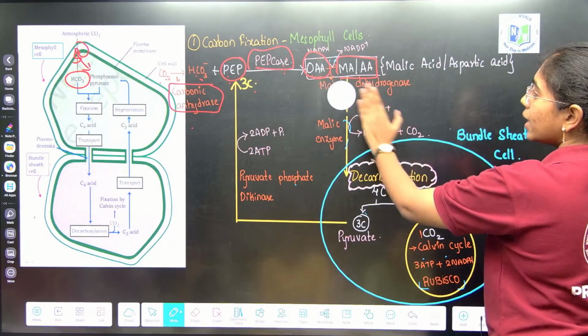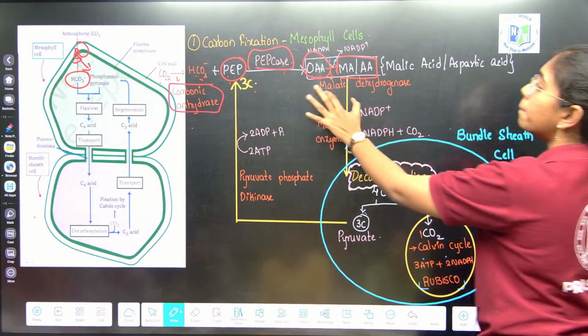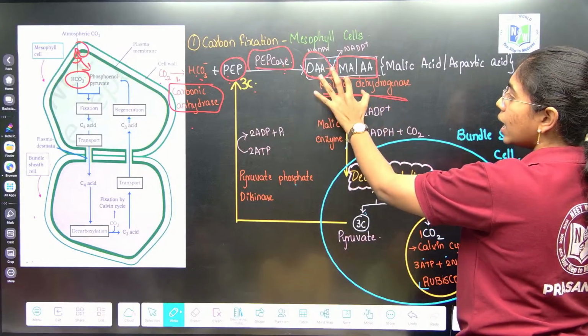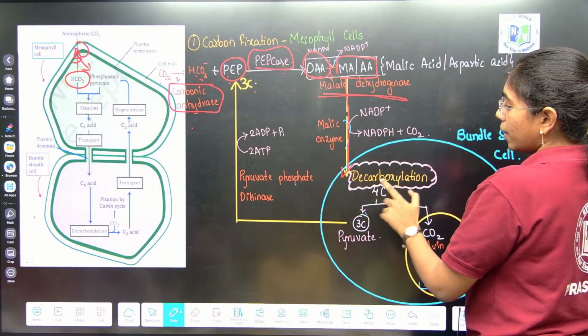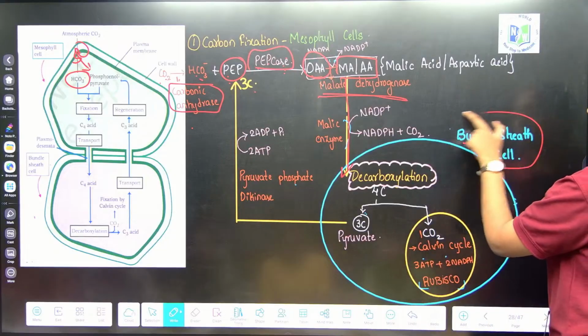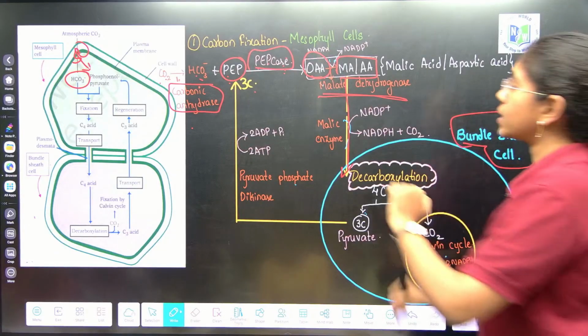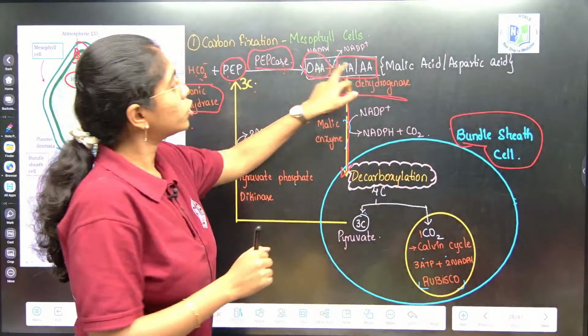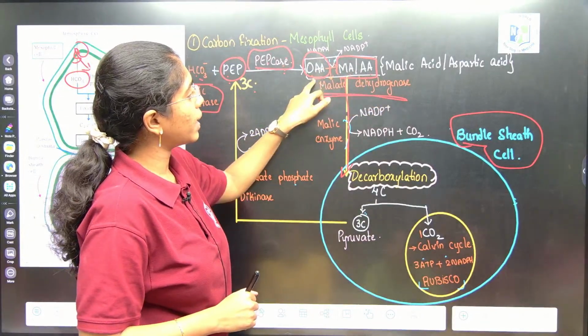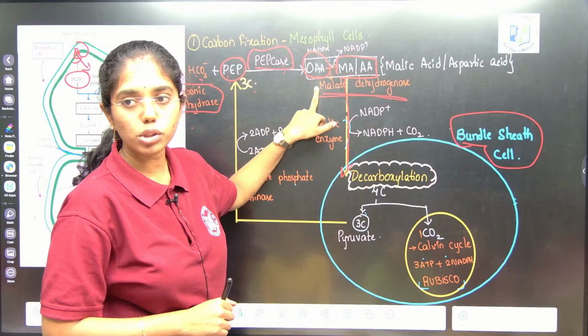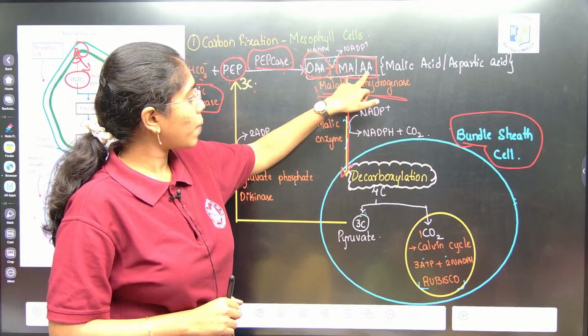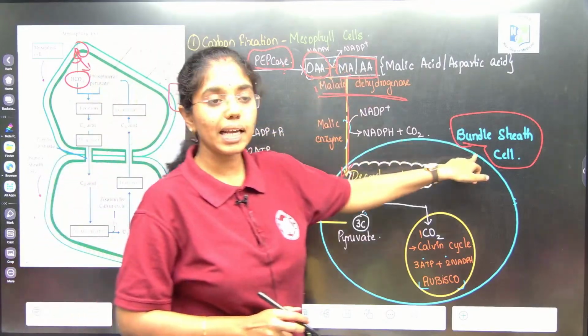This gets dehydrogenated by the enzyme malate dehydrogenase and enters into what? Bundle sheath cells. Okay, oxaloacetic acid turns to malic acid or aspartic acid by the enzyme malate dehydrogenase. Malic acid or aspartic acid enters into bundle sheath cells.